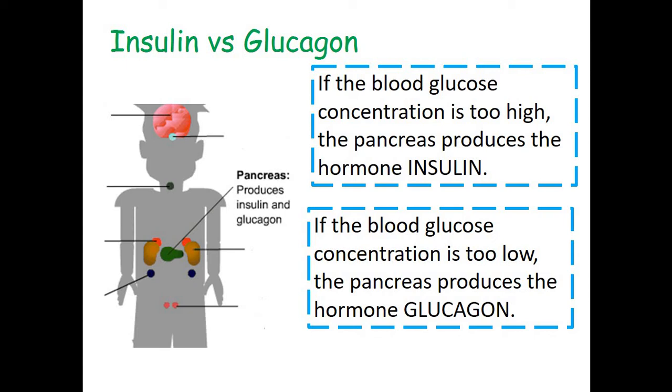A good way to remember the difference between the two is that when there's too much glucose in the blood, insulin is produced. When the glucose has gone from the blood, glucagon is produced to control the levels. That's a good little way to try and remember the difference between the two different hormones. We're going to look at the mechanism in more detail now.